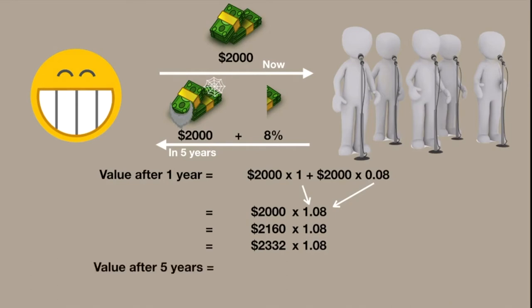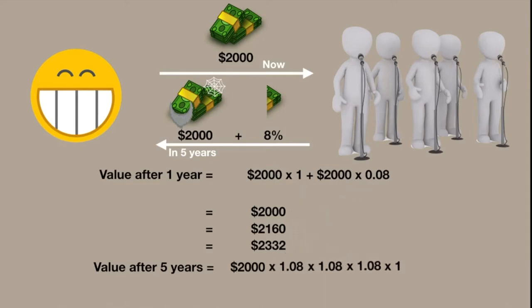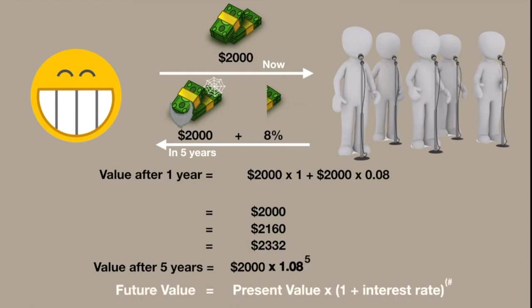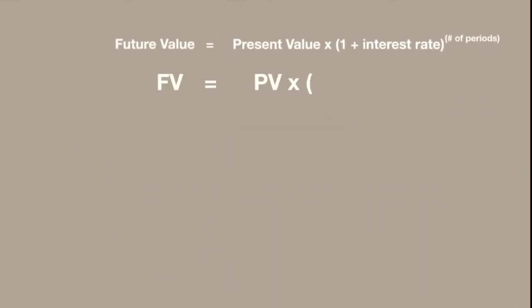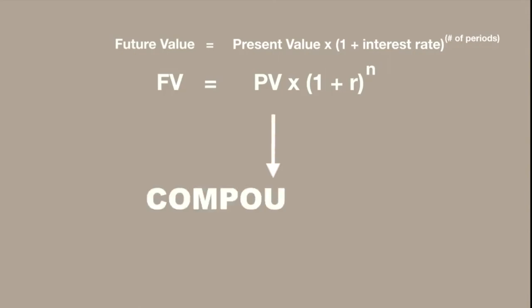We can calculate the value of the $2,000 after 5 years as 2,000 times 1.08 times 1.08 times 1.08 times 1.08 times, you guessed it, 1.08, also known as 2,000 times 1.08 to the power of 5. Thus, in 5 years, the money will be worth our initial amount, 2,000, times 1 plus the interest rate to the power of n, the number of periods. This gives us the formula to calculate the future value of an investment. Expressing amounts of money, also known as cash flows, in terms of future dollars is called compounding.